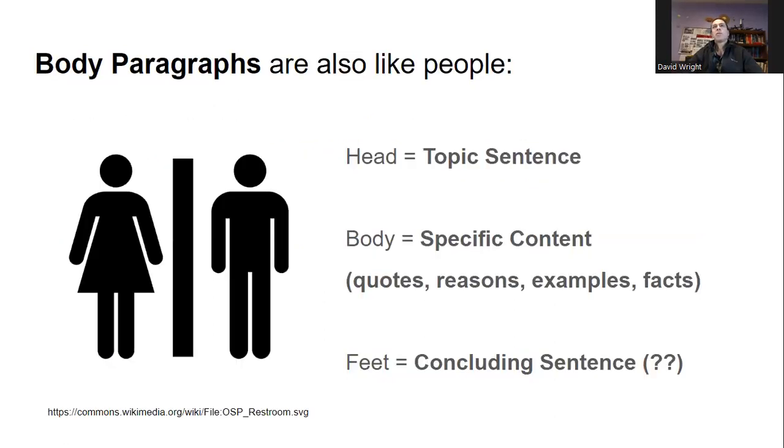Body paragraphs are also a lot like people. So the head is the topic sentence of your body paragraph. The body of your body paragraph is specific content, which could include quotes, reasons, examples, or facts. The final sentence of your body paragraph is the concluding sentence. Sometimes you don't have a concluding sentence for your body paragraph. It really just depends on the context.